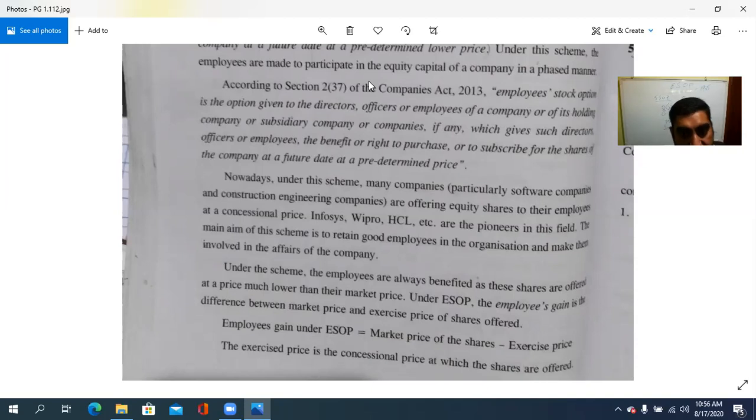Under the scheme, the employees are always benefited as these shares are offered at a price much lower than the market price. So, under the ESOP, the employees gain is the difference between market price and the exercise price of share. So, MP minus EP is equal to ESOP. Employees gain under the ESOP is equal to market price of the share minus exercise price.